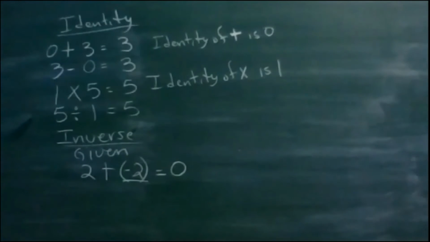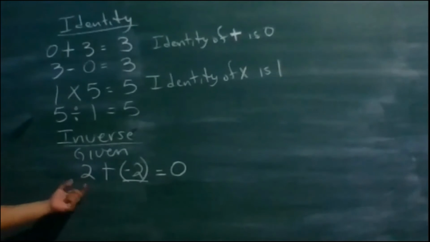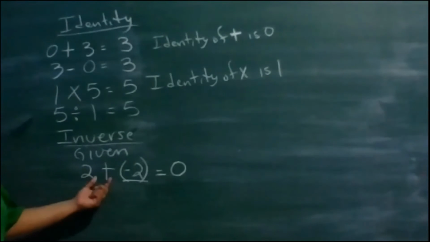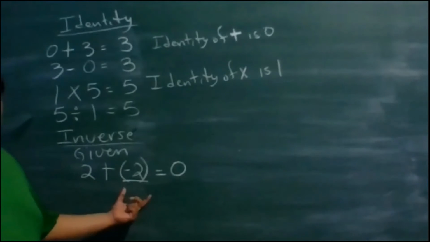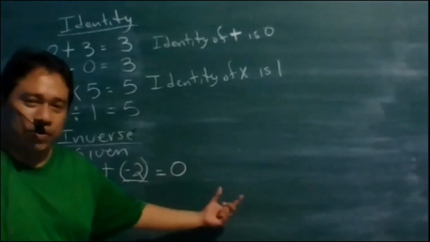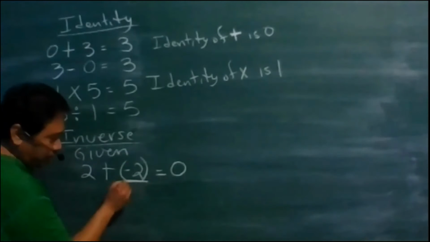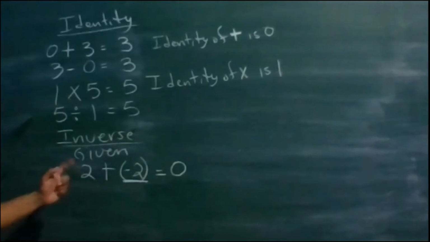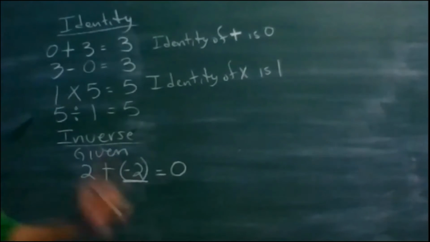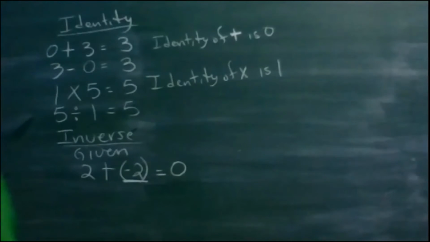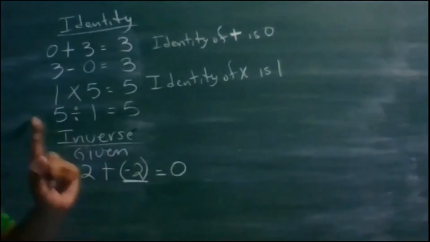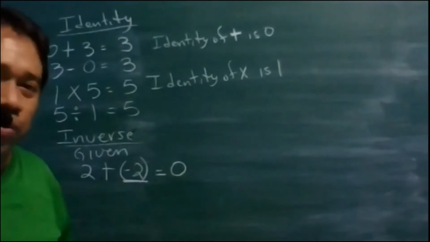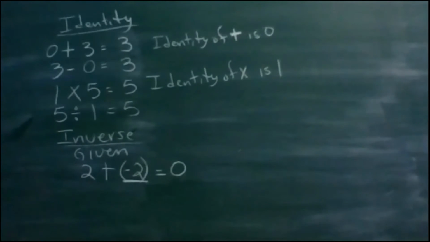So that means that if I have a positive number, I must add the negative of itself. Forget the 0. So this number is the inverse of 2 under addition. Okay? So negative 2 is the inverse of 2 under addition.